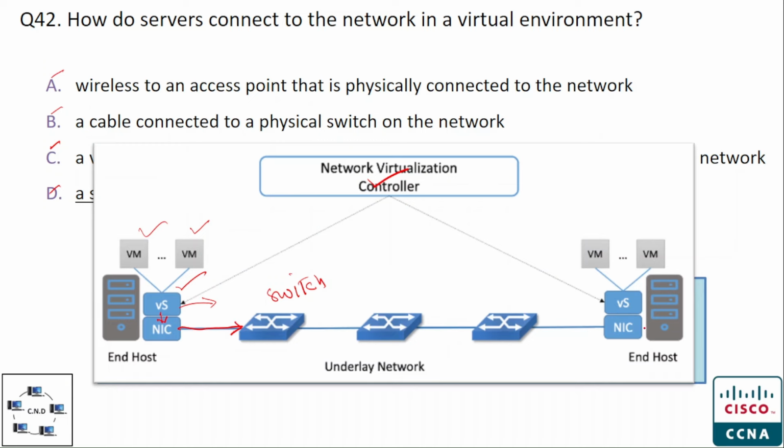And on the other hand, again we have a physical host and a physical NIC, and the physical NIC is connected to the virtual switch through the hypervisor. The VMs on the physical host are connected to the virtual switch through virtual NICs. Here we have virtual NICs.